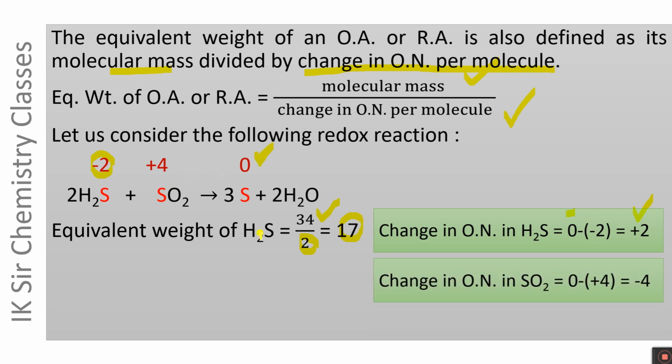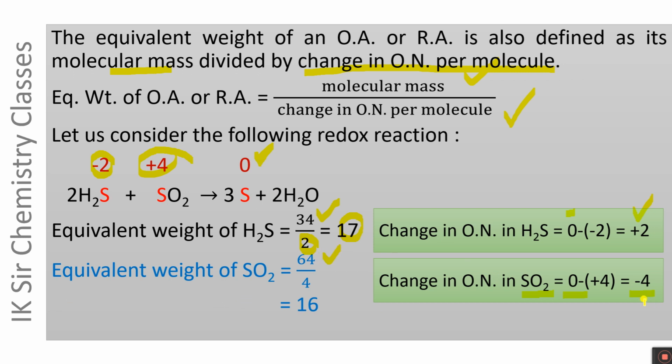Now the change in oxidation number of sulfur in SO2. The final oxidation state is 0 minus the initial oxidation state, and it will be -4. Accordingly, the equivalent weight of SO2 will be molecular mass divided by the change in oxidation number, that is 4, and it is equal to 16. The equivalent weight of H2S is 17, while that of SO2 is 16. Please note that only the magnitude of the change in oxidation number is written here, not +2 or -4.